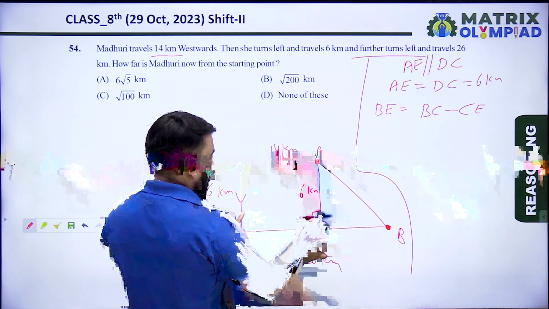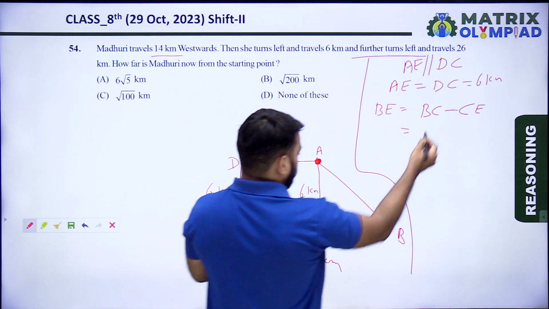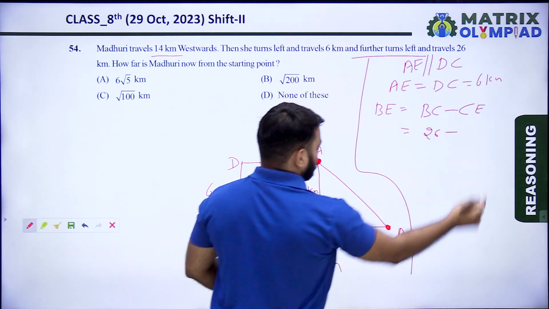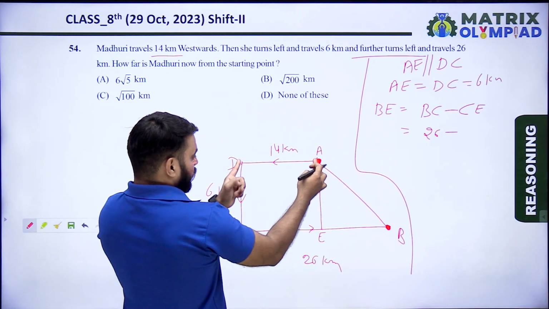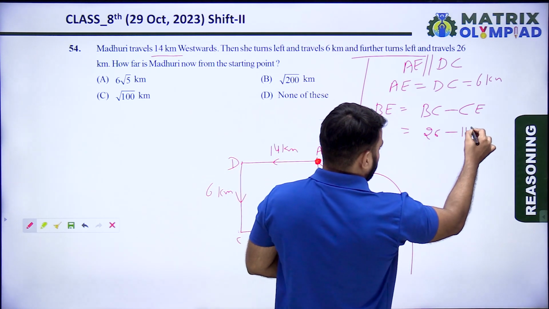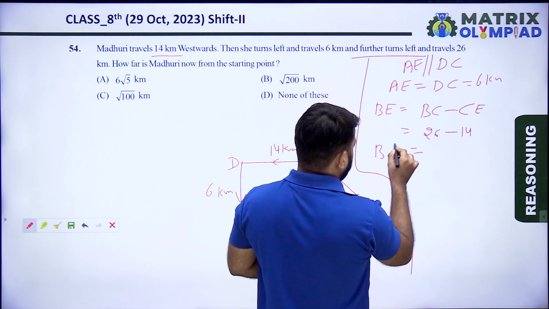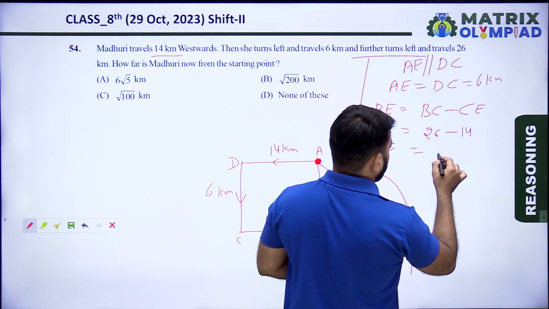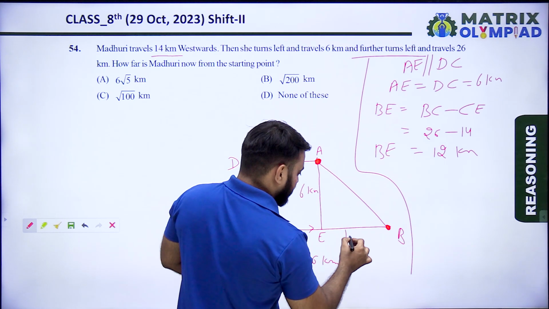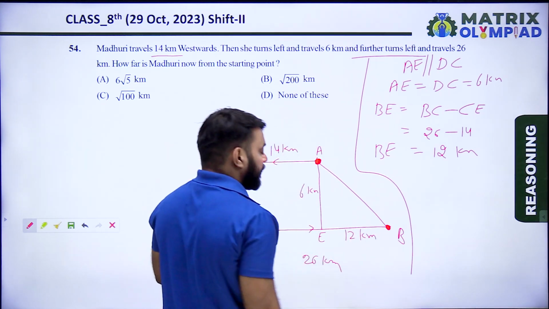Both are 14 kilometer. So value of BC is equal to 26 minus value of CE. Value of CE is equal to AD, it means both are 14. So value of BE is equal to 26 minus 14, it means 12 kilometer. Value of BE is equal to 12 kilometer.